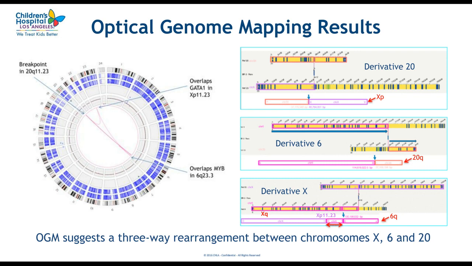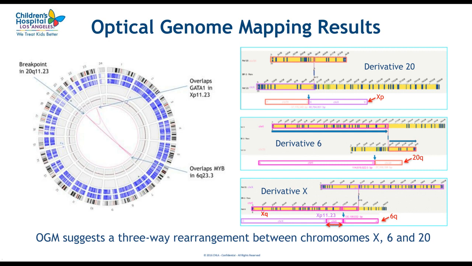So there was translocation of XP material to chromosome 20, to the Q arm. And then chromosome 20 material was translocated to chromosome 6, the Q arm, and then material from chromosome 6 was translocated back to the X chromosome, to the P arm. But in addition to translocation, there was also a small inversion in the long arm of chromosome 6. So there was first inversion of a segment of 6Q, and then it got translocated to the XP.